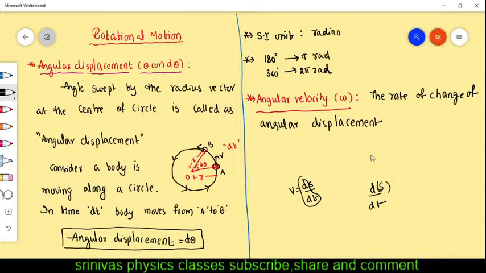In a straight line, velocity is there. In rotational motion, angular velocity is there. Rate of change of angular displacement is called angular velocity. This is called angular velocity.